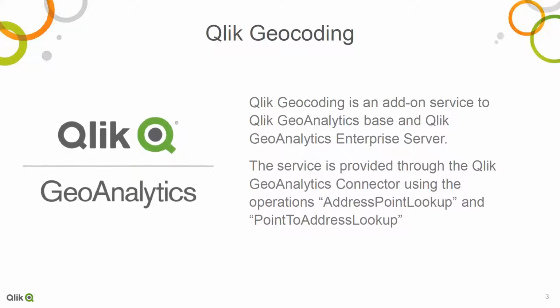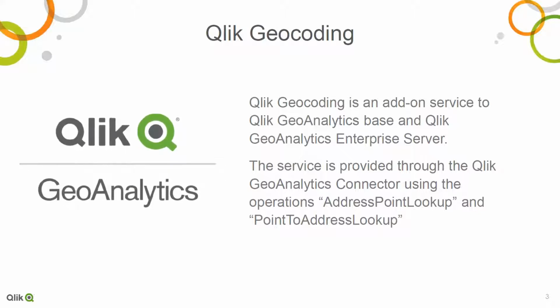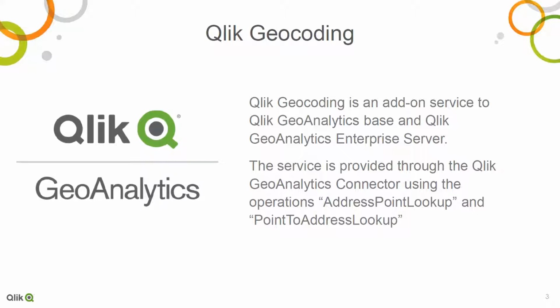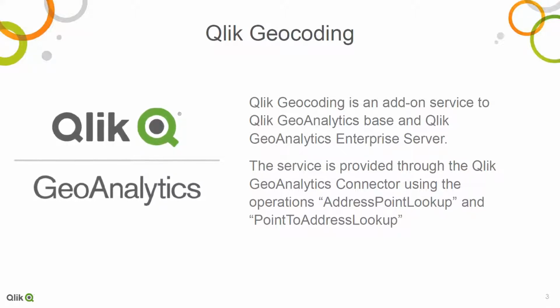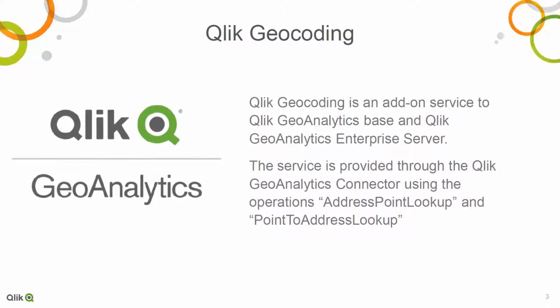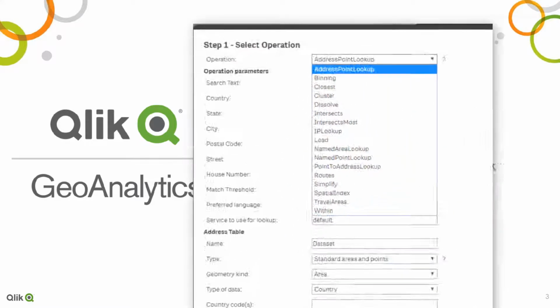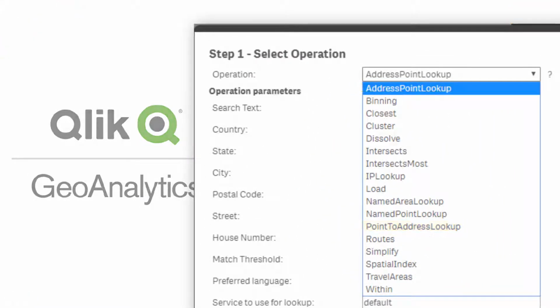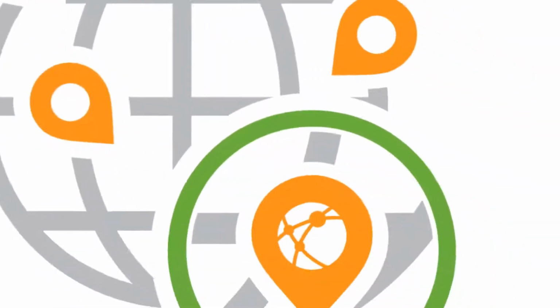The geocoding operations are available as part of the Qlik GeoAnalytics Connector, and these are listed as address point lookup and point to address lookup. As soon as you have acquired the service from Qlik, you will automatically get access to these new lookup operations from the connector. Now, Qlik Geocoding can be used for address to coordinate lookups and vice versa.